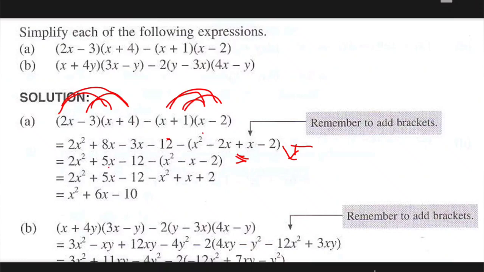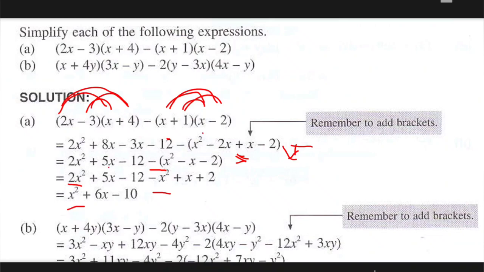Let's say we have -1 outside the bracket. So we get -1 outside the bracket, and it is like an invisible -1. So -1 times x squared gives -x squared, then -1 times -x gives +x, and -1 times -2 gives +2. Now we collect like terms. We have 2x squared here and -x squared here, so 2x squared - x squared gives x squared. That's all.